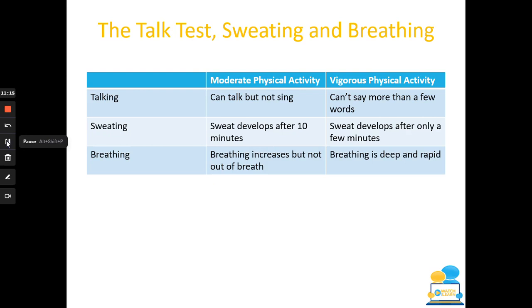So if we look at the other determinants of intensity for physical activity, we have talking, we have sweating, and we have breathing. For moderate physical activity, with regards to talking, we're able to talk but not sing. For vigorous physical activity, we can't say more than a few words. And to recap on sweating, when we're engaging in moderate physical activity, we'll start sweating after about 10 minutes. And when we're engaging in vigorous physical activity, sweat will develop in a shorter time period than 10 minutes.